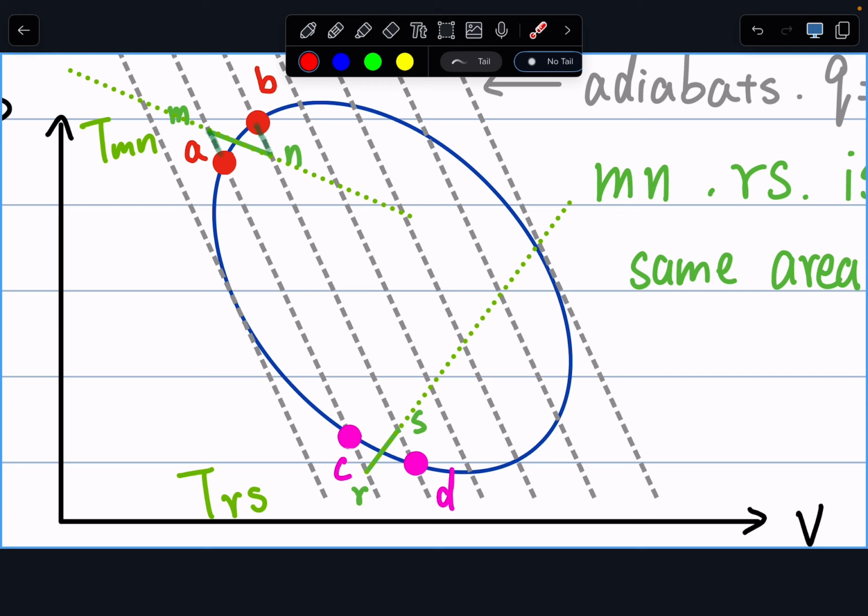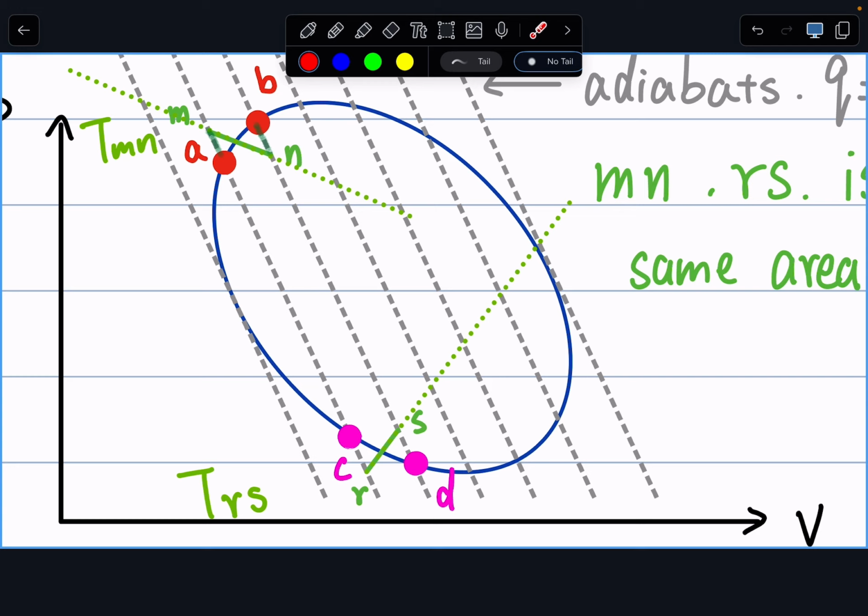And then what we want to do is imagine a scenario. Now we have adiabats like this, and we want to move these adiabats infinitesimally close to each other. So A, B are super close to each other. Now we're moving R and S super close to each other so that we can get our temperature TAB equals TMN and also TRS equals TCD.